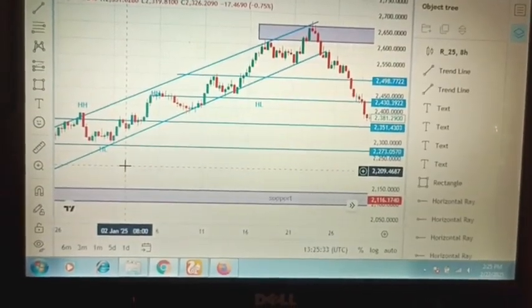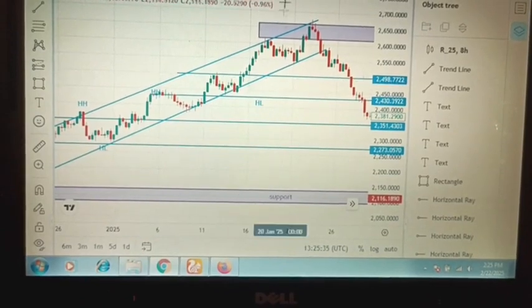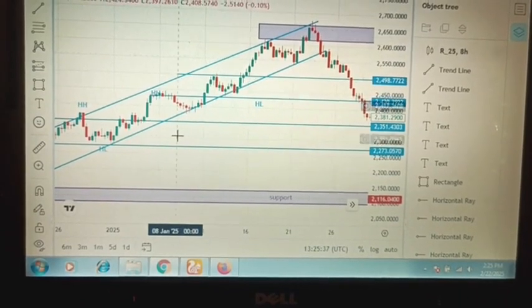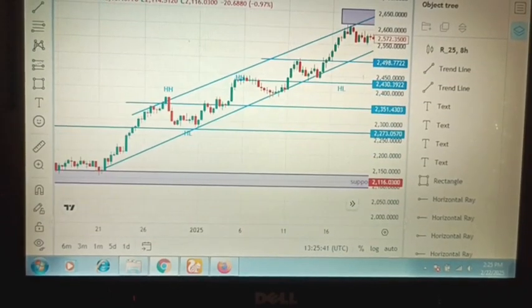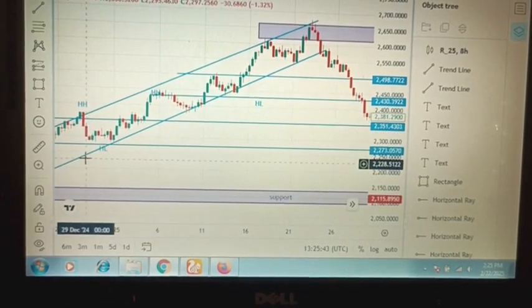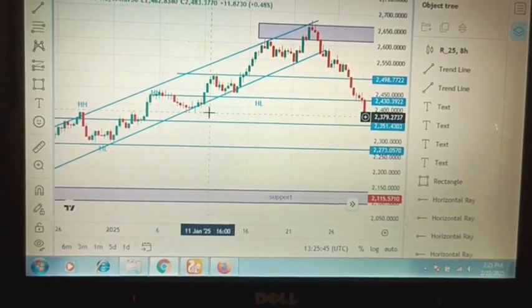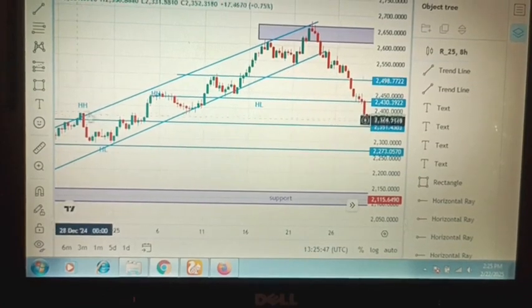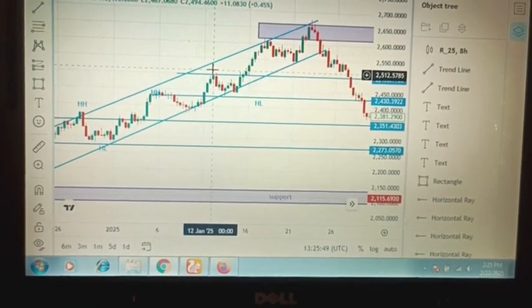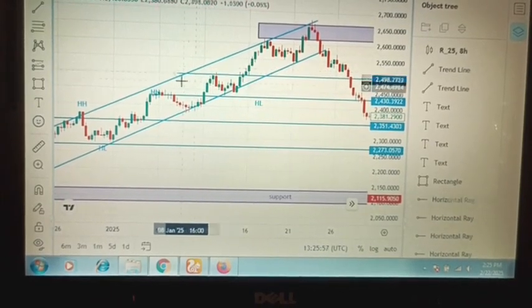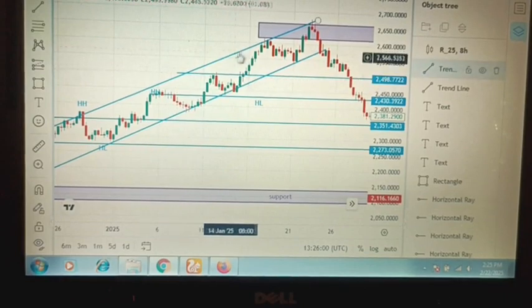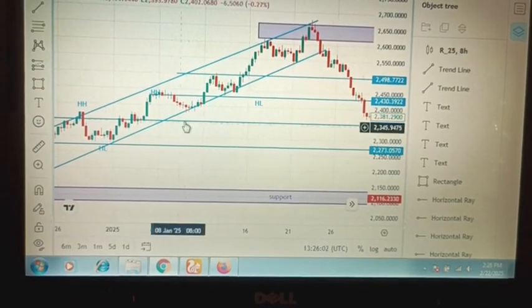This is a support trend line. This is a resistance trend line. It must not be straight, it can also be in a slant position. This is a resistance trend line. This is a support trend line.